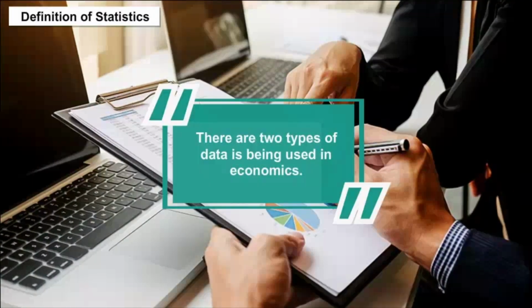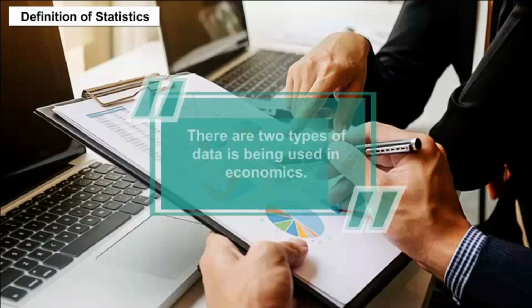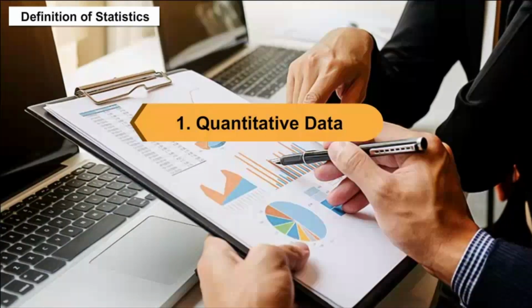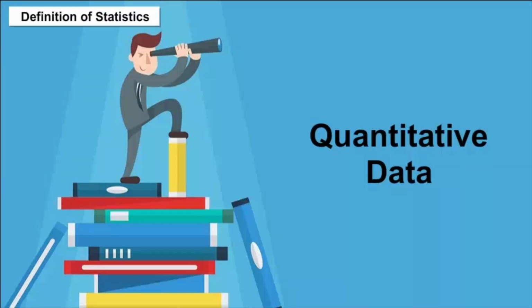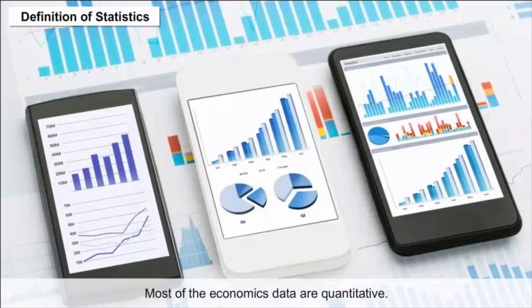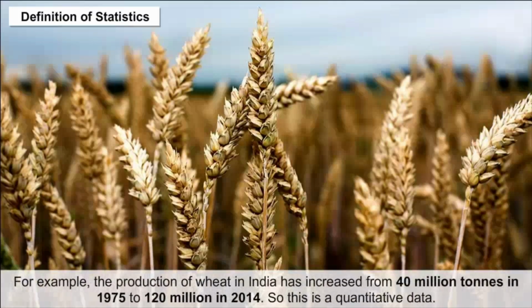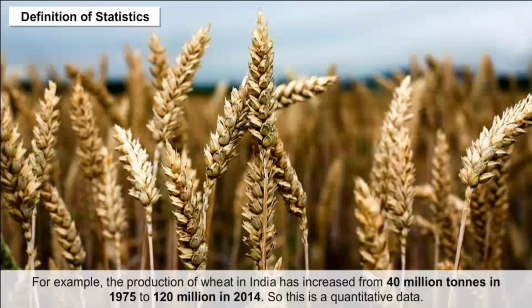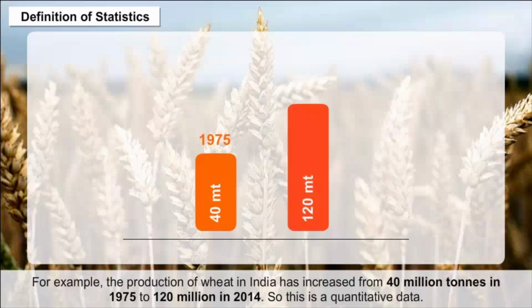There are two types of data used in economics. One, quantitative. Two, qualitative. Quantitative data. Most of the economics data are quantitative. For example, the production of wheat in India has increased from 40 million tons in 1975 to 120 million tons in 2014. So this is quantitative data.